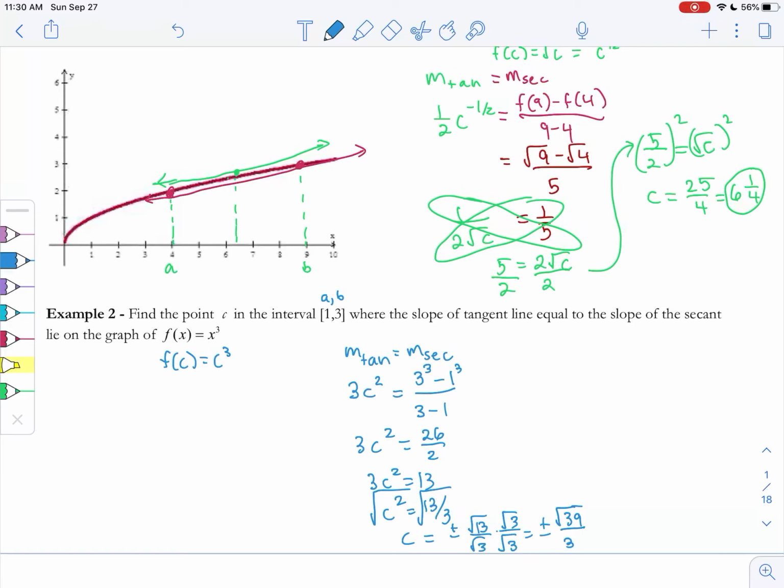And the question is, are both of those in my answers? Radical 39 is some number between 6 and 7. If I divide that by 3, I do get that the positive value is in the interval from 1 to 3. Remember, answers must be between 1 and 3. So don't say that both are solutions unless you've gone back and checked to see if they are in the interval. In this case, the negative one does not fall in that interval, so my only solution should be radical 39 over 3.